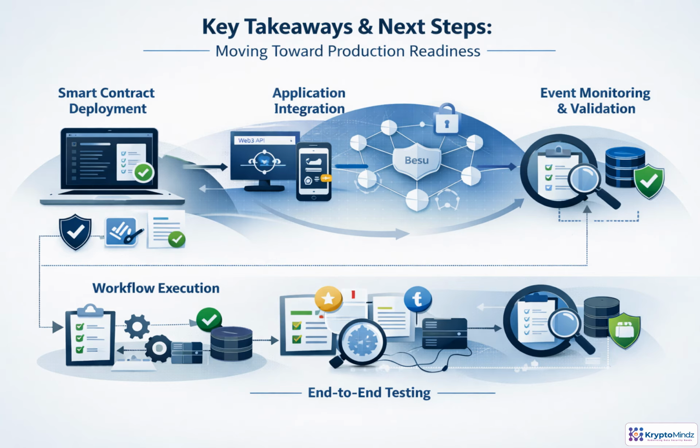You've now taken a private Besu network from deployment to application behavior. Contracts deployed securely, applications connected through managed RPC and WebSocket access, workflows executed, events captured, and outcomes validated end-to-end. Next, we shift from "it works" to "is it production ready for enterprise operations?"